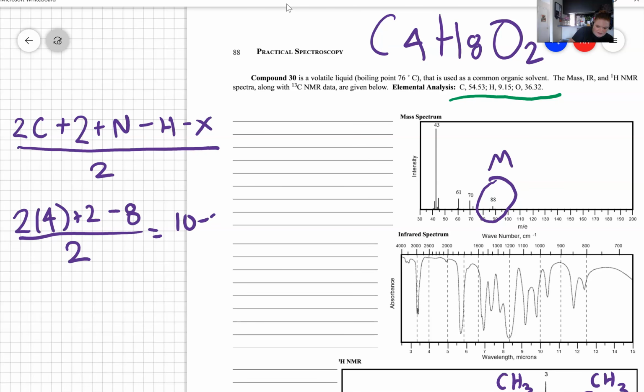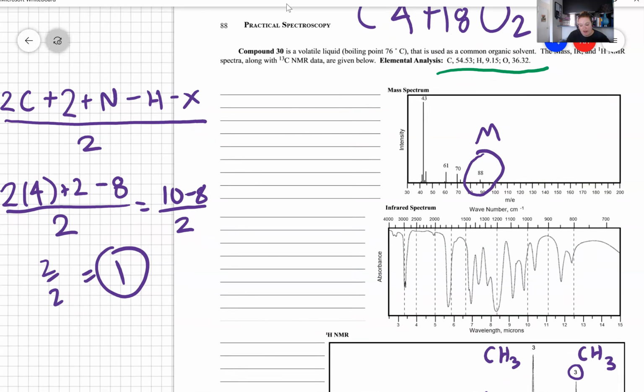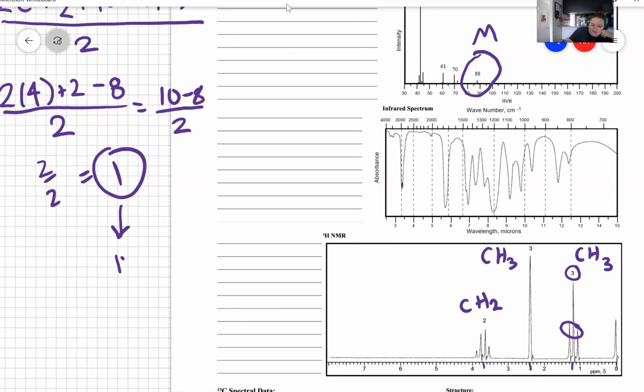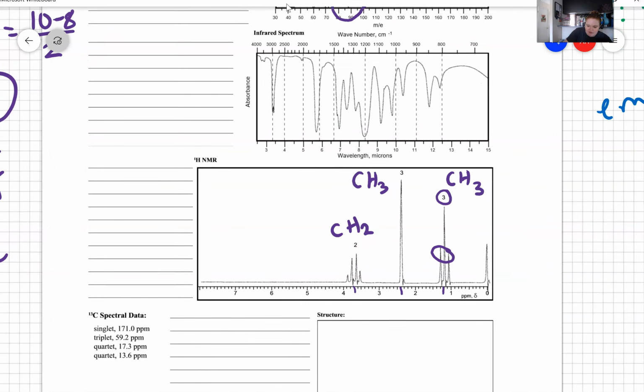So that's 10 minus 8. So 2 over 2. So it has 1 degree of unsaturation. And we have 2 oxygens in there and only 4 hydrogens. So this is telling me that it's probably a pi bond and it's probably some type of carbonyl. And we can look in the IR in a little bit to get some confirmation on that. But just based off of how many carbons and oxygens we have and 1 degree of unsaturation, that's probably a good indication. So let me go back to our NMR here.